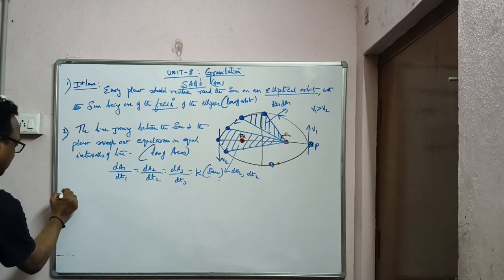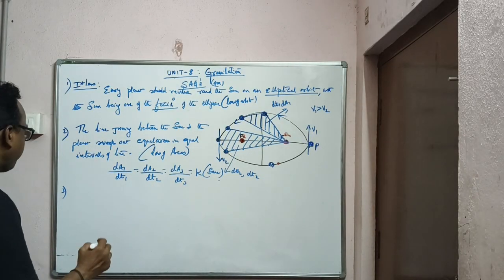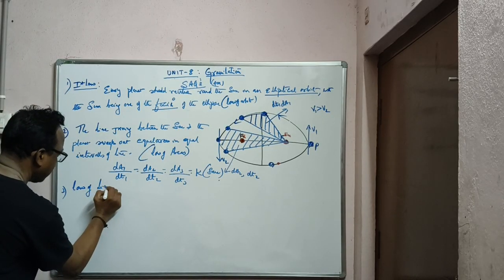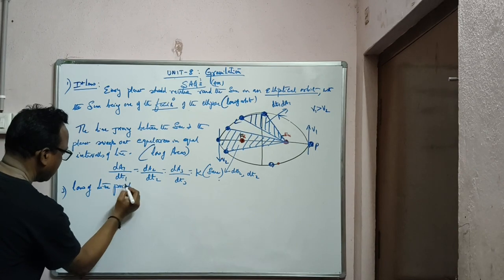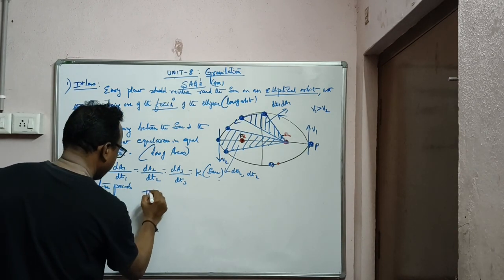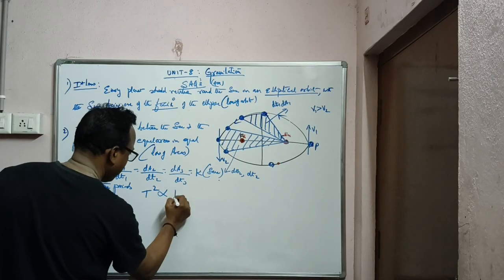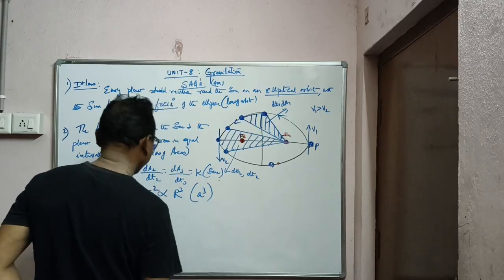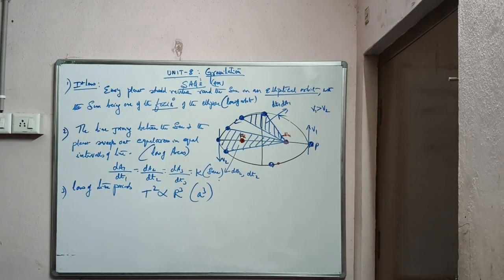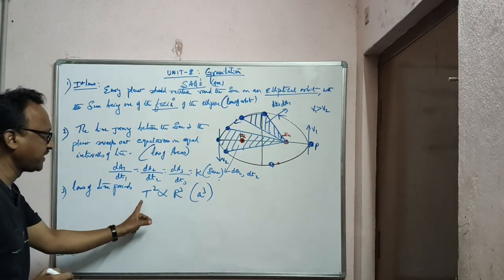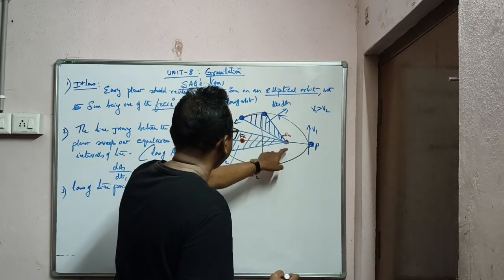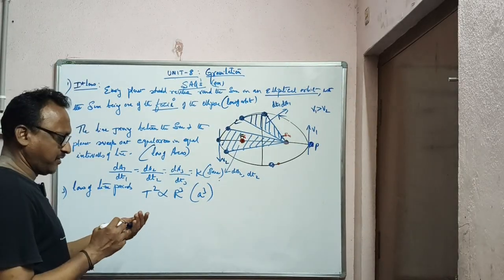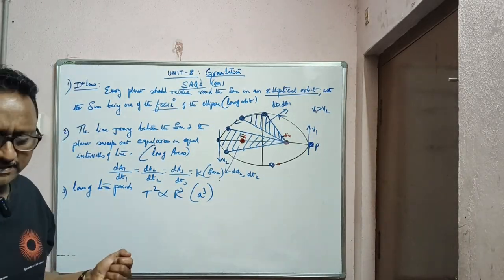The third one is also called the law of time periods, and he has given the equation T square proportional to r cube, where r is the average distance. So this is the third one, the law of time periods: the cube of the average distance between the sun and the planet is directly proportional to the square of the time period of revolution of the planet around the sun. This is the third statement.